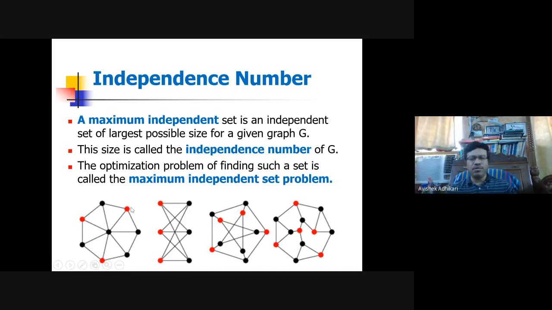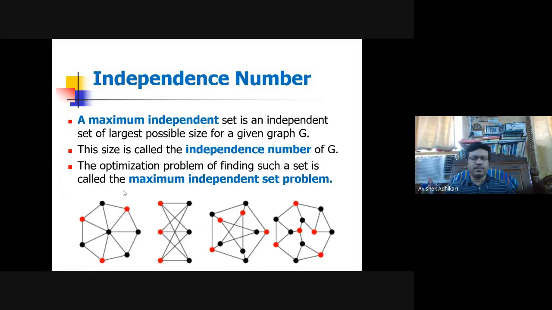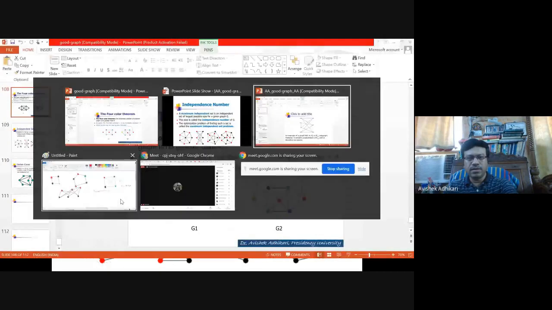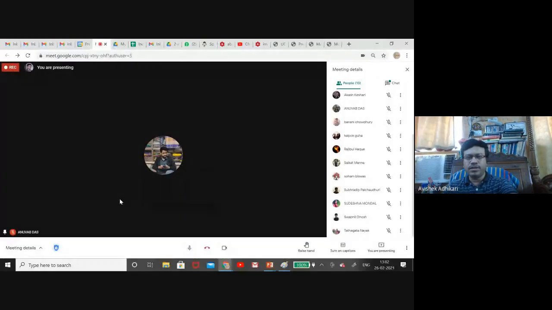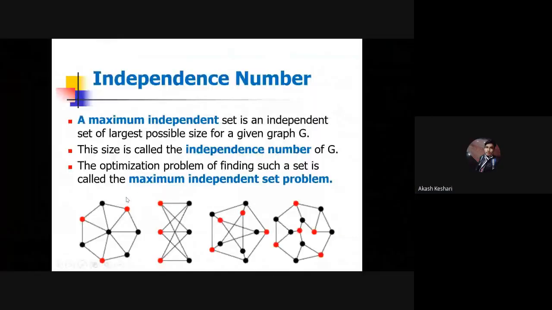Anybody be able to tell me what would be the independence number of this graph? Anybody? What could be the independence number of this set? Pratik, any? So the concept is not clear yet.